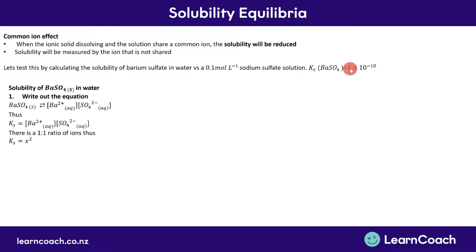Same 3 steps apply that always do. You write out the equation, and you work out that's a 1-to-1 ratio. You write out the Ks equation, remembering not to include solids in it, and then, because it's a 1-to-1 ratio of Ba2+ to SO4 2-, we can call Ba2+ x, SO4 2- x, and have an equation Ks equals x squared. We then put in the information we're given, Ks equals 1 times 10 to the negative 10, and we solve. So hopefully that was nice and easy.